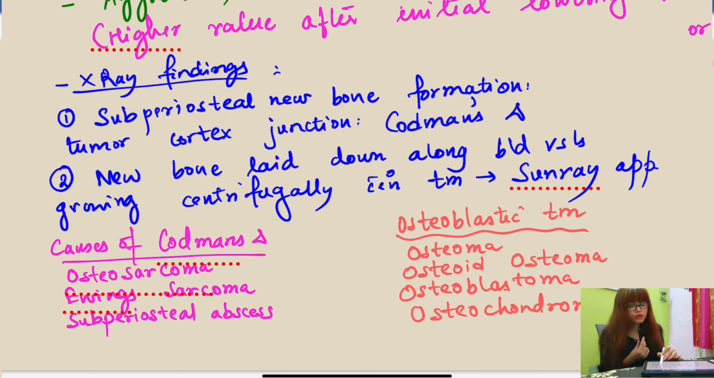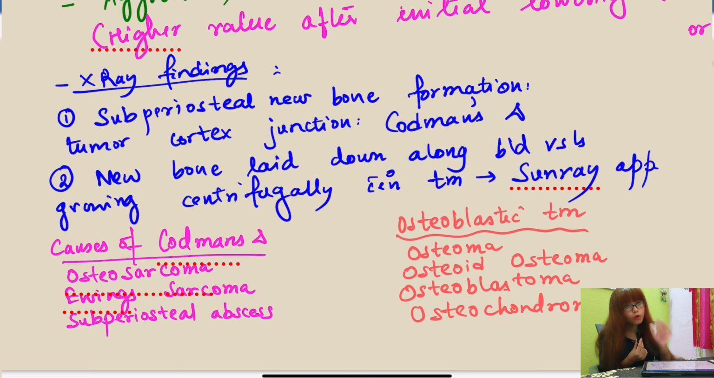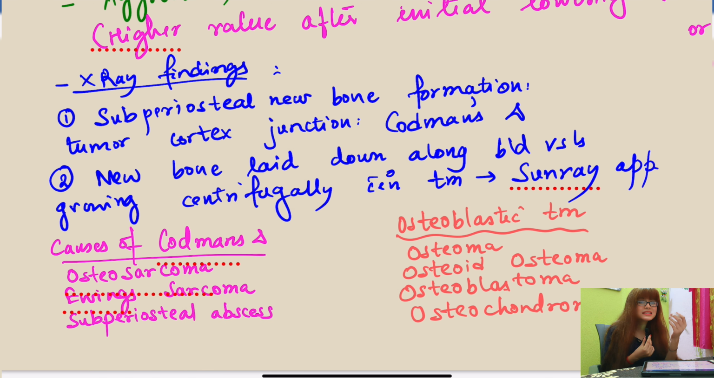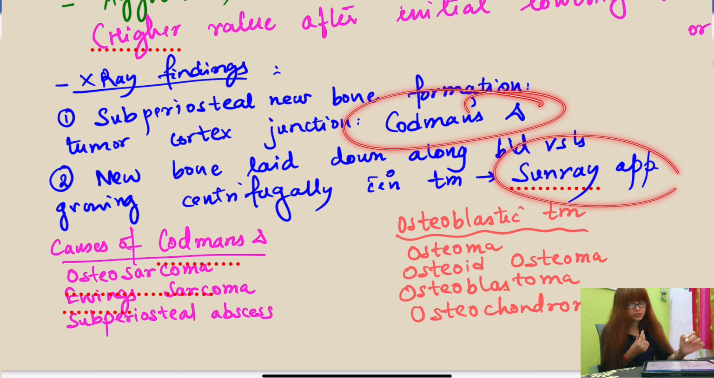Next is that the new bone laid down along the blood vessels growing centrifugally will give rise to a sunray appearance. Because the main pathology is that there is bone deposition, whenever this bone deposition happens along the blood vessels, this will ultimately give rise to what? Sunray appearance, because in the X-ray we can see the bone deposition as calcification. So this is the blood vessel, and if the bone deposition is happening along with that, you can see that it's ultimately giving rise to a sunray kind of appearance. So these two are important X-ray points.